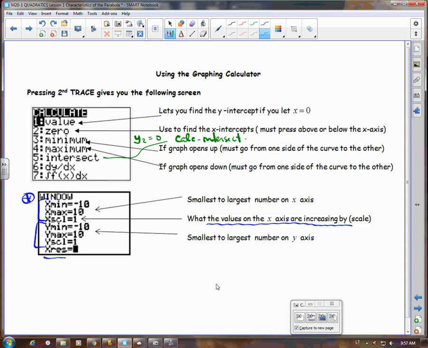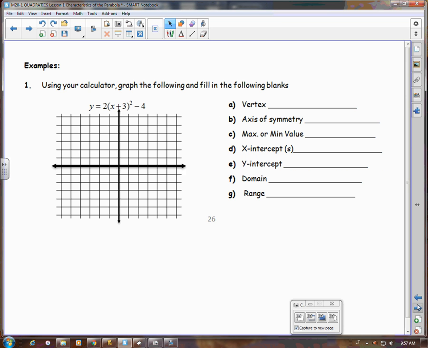The other two that are really helpful are numbers 3 and 4, which allow you to calculate where the maximum or minimum point happens to be. It will find the coordinates of the vertex. Of course, you choose max or min depending upon whether it opens up or down. If it opens upward, don't choose number 4, because that finds a maximum. If it opens upward, you want to find the minimum. So let's do that with this example.